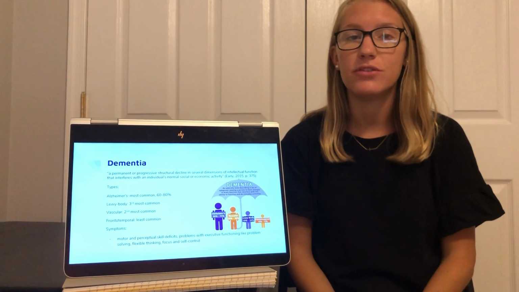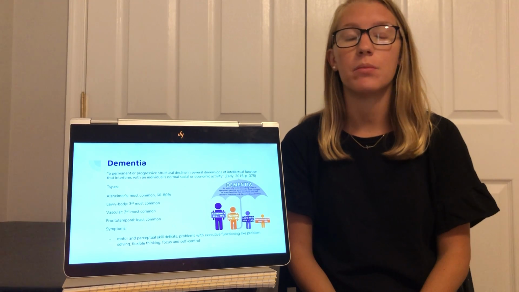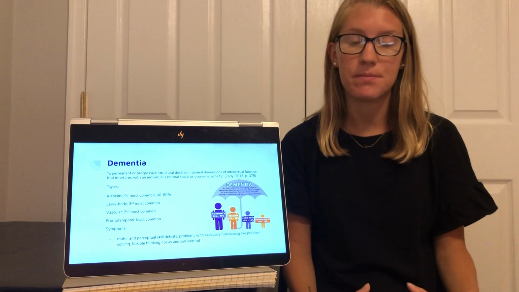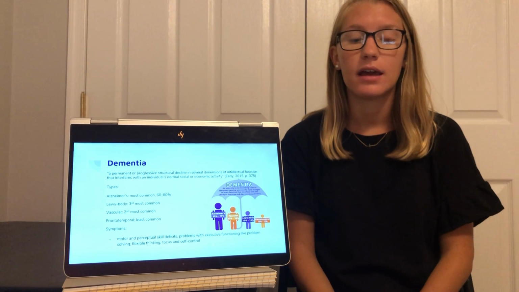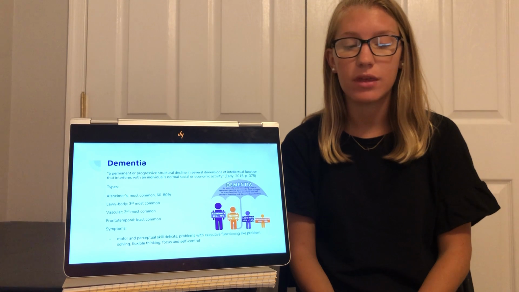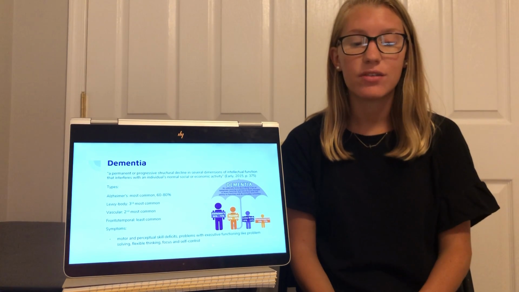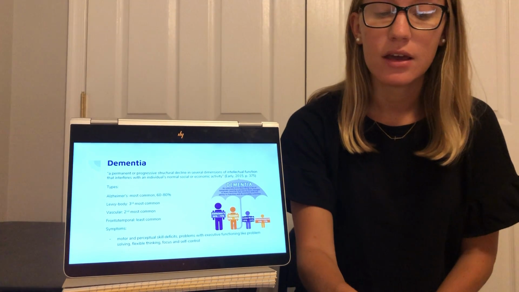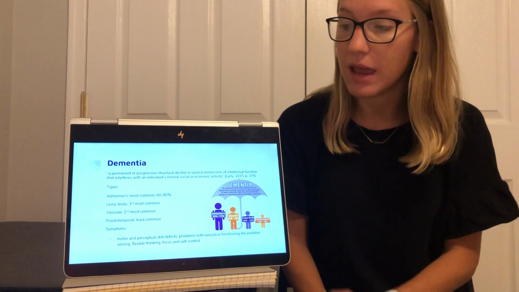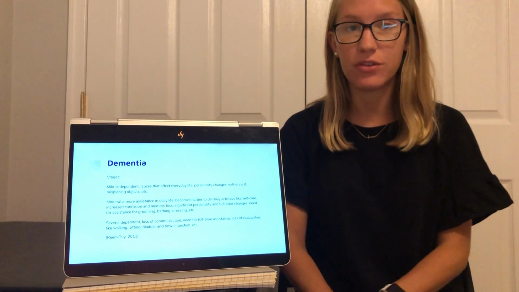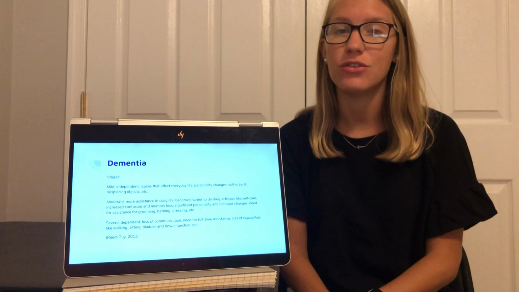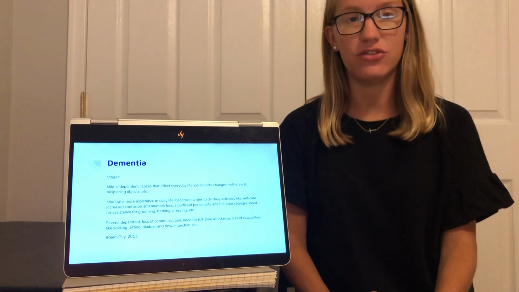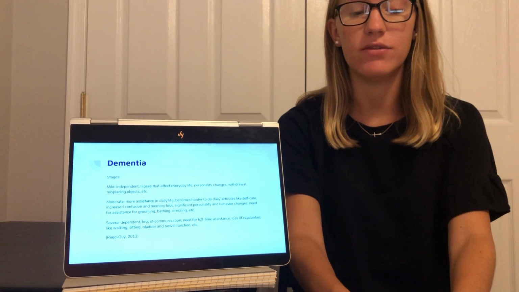With any type of dementia, you may experience motor and perceptual deficits, so problems with movement and your perception, and problems with executive functioning, self-control, focus, and thinking. As I mentioned, this is a progressive disease, so there are stages. The stages can go into a lot more specific detail, but for the sake of this presentation, I just have the general progression of dementia.